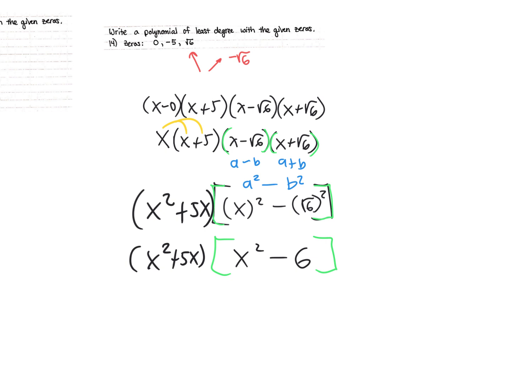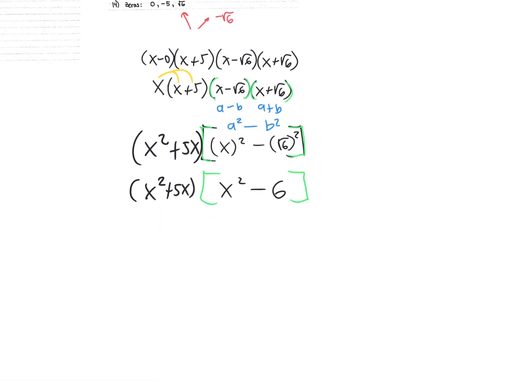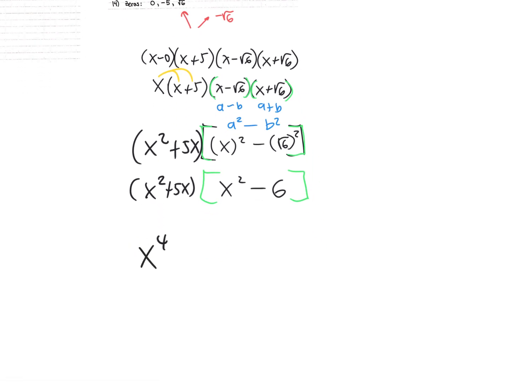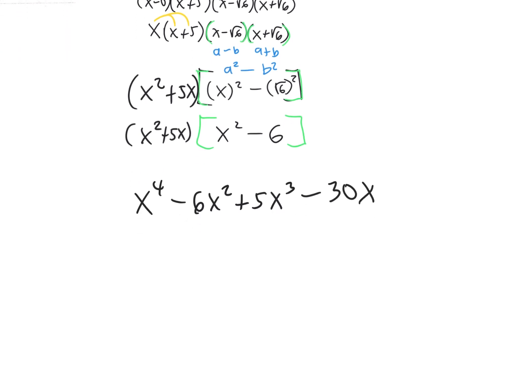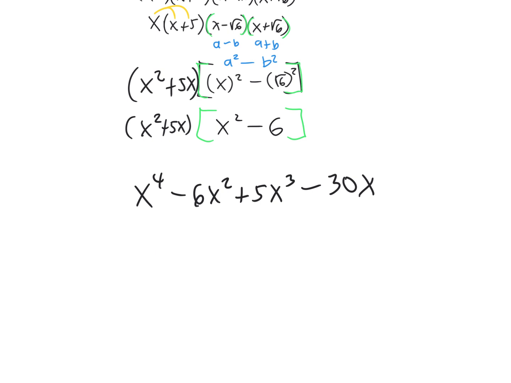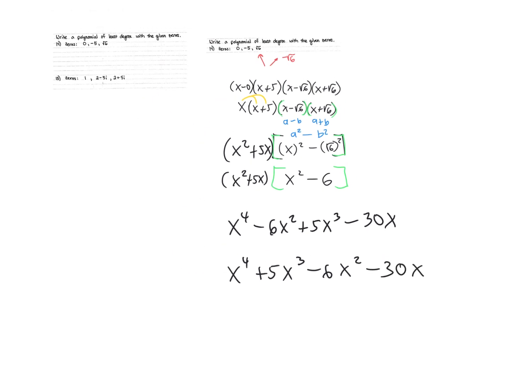Now, FOIL, we could FOIL that, right? So first would be x to the fourth, outer would be -6x squared, inner would be positive 5x to the third, last would be -30x. Putting it in standard form is something the teacher would appreciate. So I do believe this would be the answer.